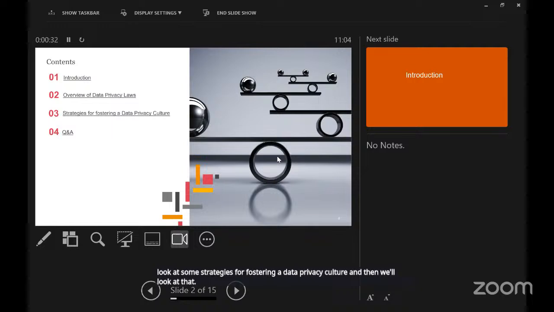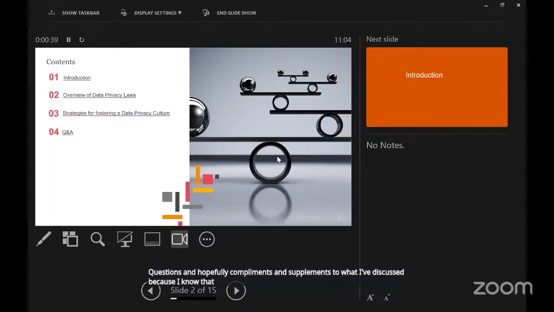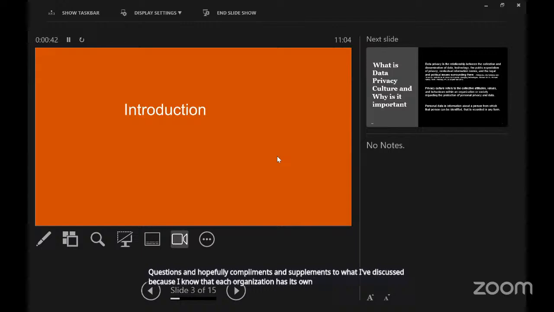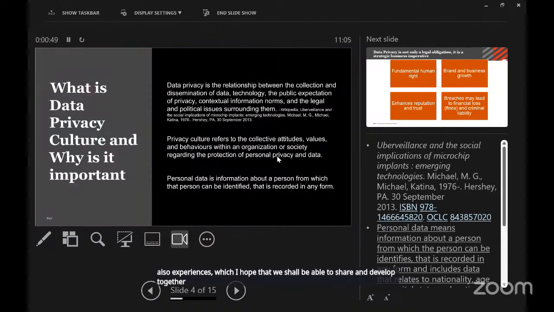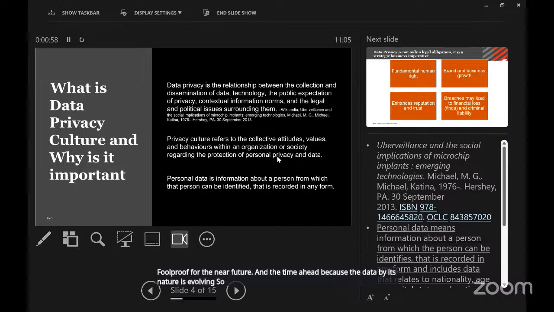and hopefully complements and supplements to what I've discussed, because I know that each organization has its own internal requirements, but also experiences, which I hope that we shall be able to share and develop together strategies that will be foolproof for the near future and the time ahead, because the data by its nature is evolving. So the privacy programs and whatever we do around culture needs to be evolving as fast as the data and the environment in which we operate is evolving.